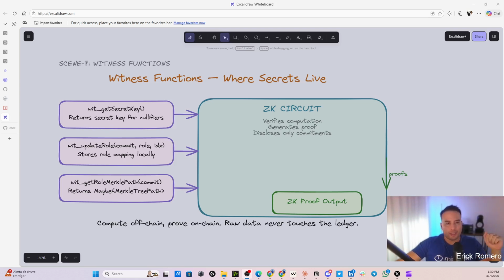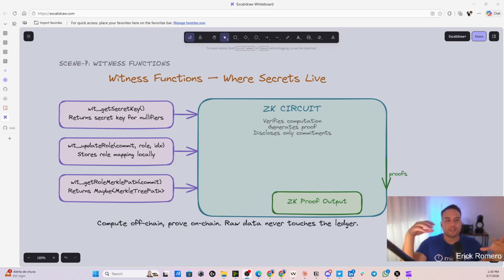Another function, the witness get role Merkle path. When you need to prove a role, this witness retrieves the Merkle path for a given commitment. It returns a Maybe type, with Some path if the role exists and None if it doesn't. The circuit uses this path to verify membership against the on-chain roots.